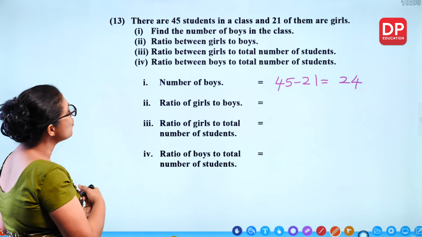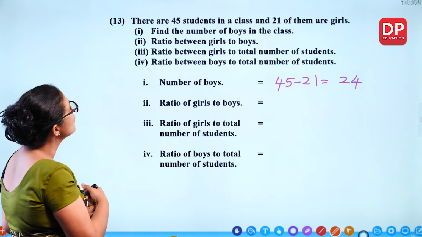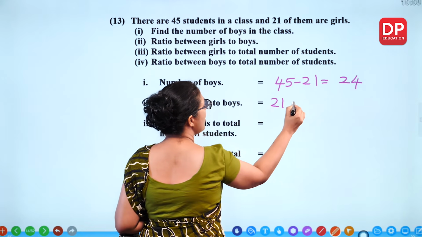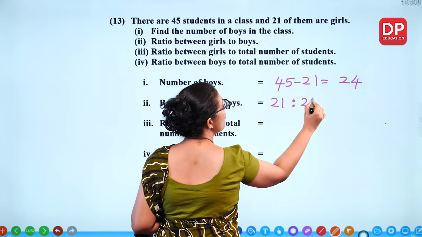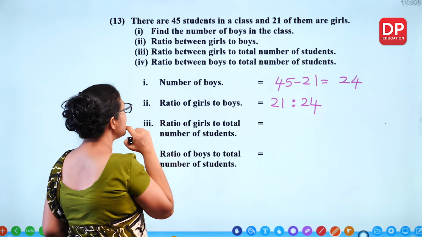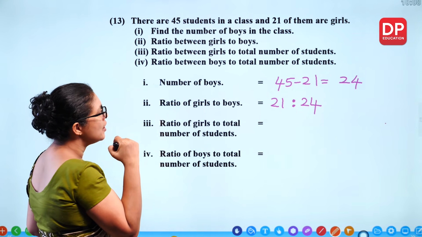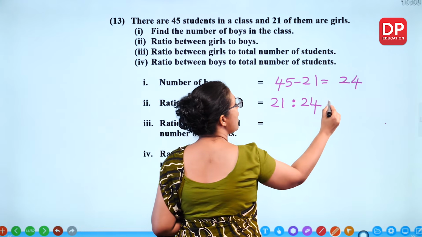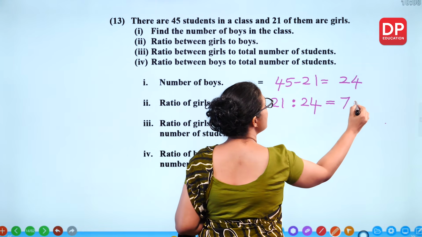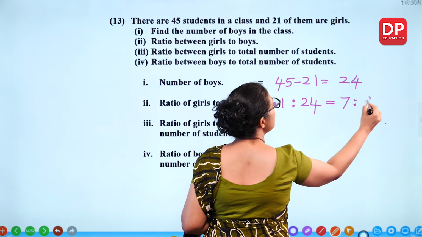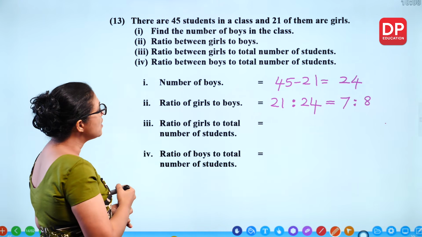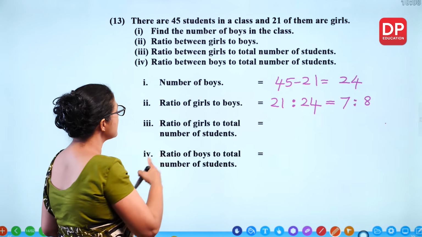Ratio between girls to boys. So how many girls are there? 21. How many boys? 24. This is the ratio. So write this one in simplest form. You can divide by 3. So when you divide this by 3, you get 7 and 8. 7 to 8 ratio.